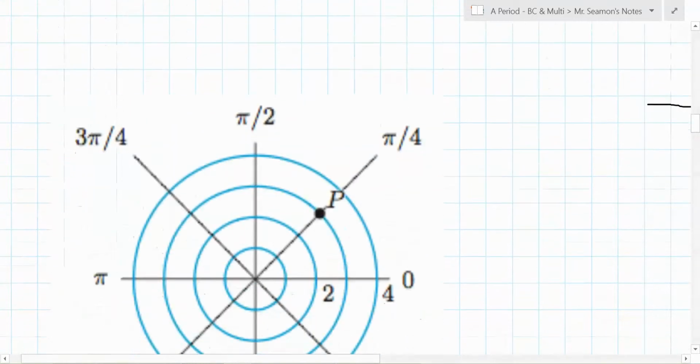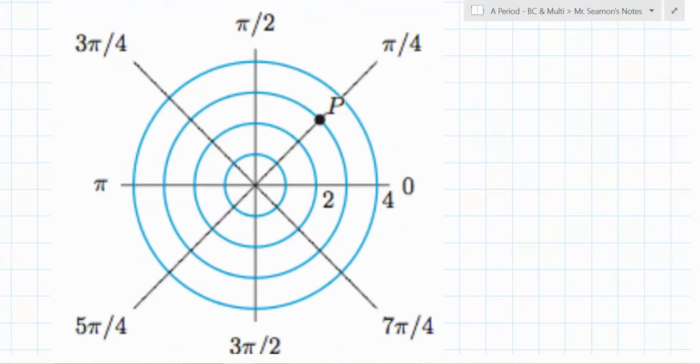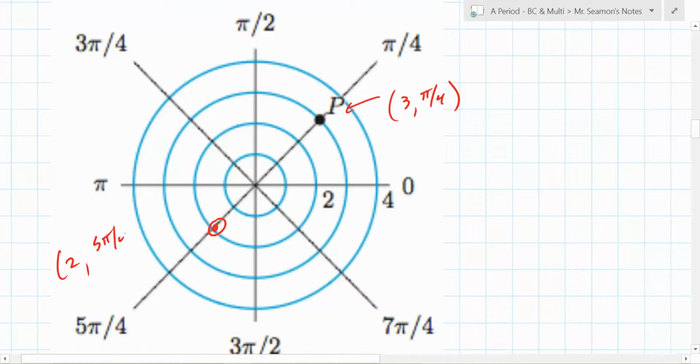Very nice. So this is what polar graph paper looks like, because all you care about is the distance from the origin and the angle measure, right? So in that case, if you wanted to write the coordinate for P, what would that be? 3 comma pi over 4. What happens if I gave you this one right here? What's that one going to be? 2 comma what? 5 pi over 4. Or many others. Yes, there's an infinite number, plus n times 2 pi. Yes, it keeps on going around.